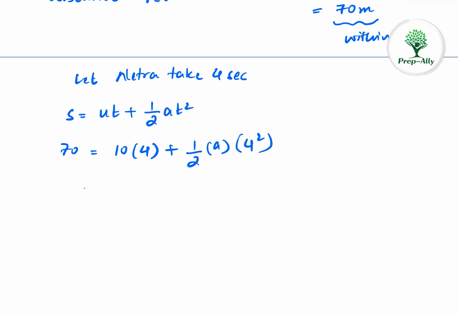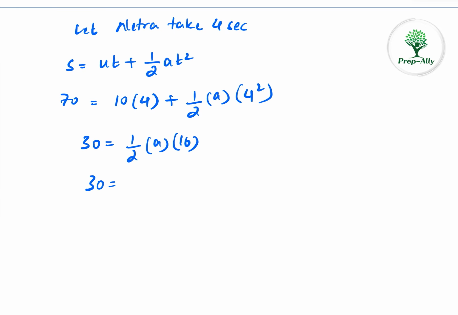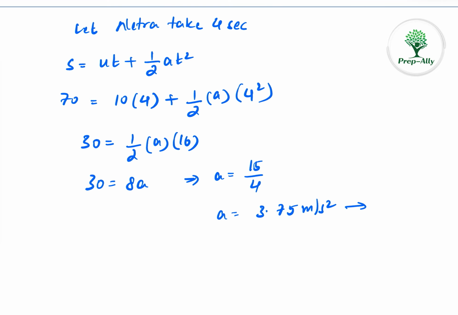So we have now 70 minus 40, 30, is equal to half a into 16. So we have 30 equal to 8a. A is 15 by 4, that is 3.75 meter per second square. So if Netra gives this much, this is actually the minimum acceleration.